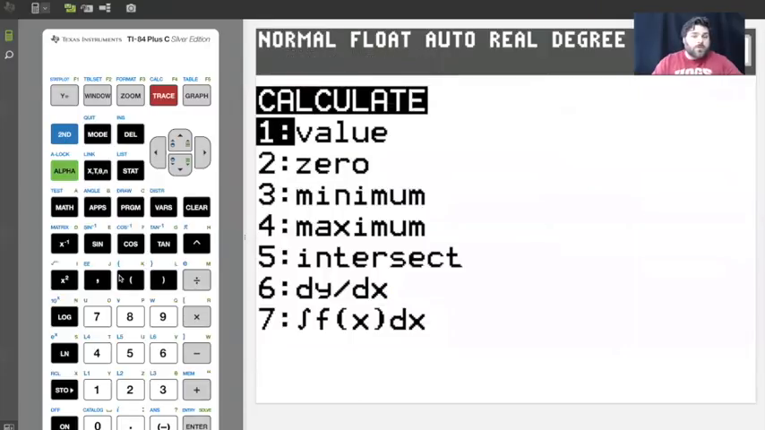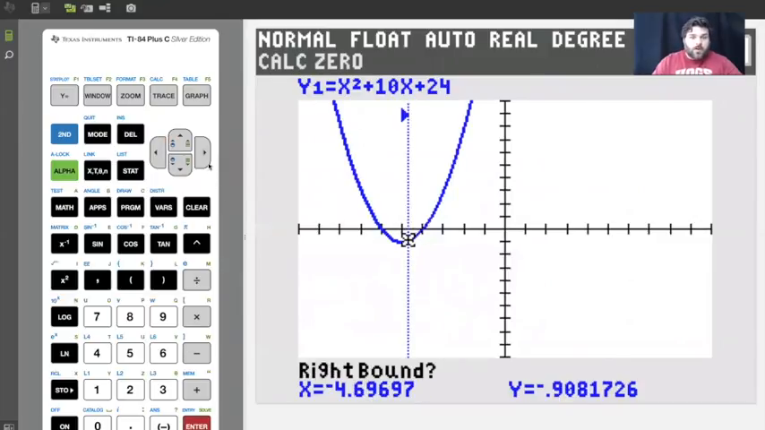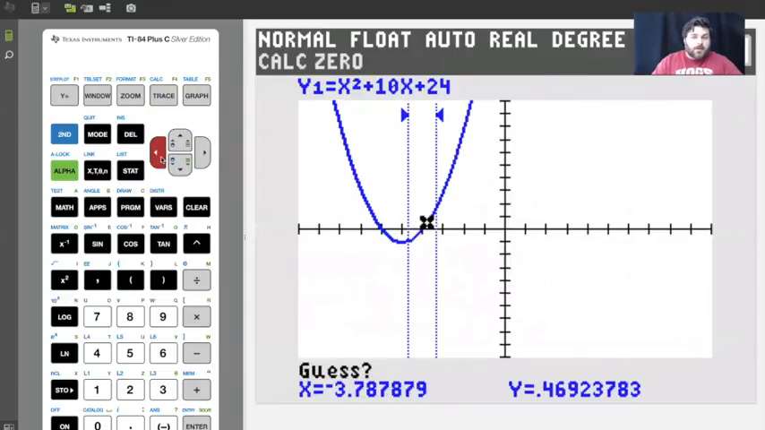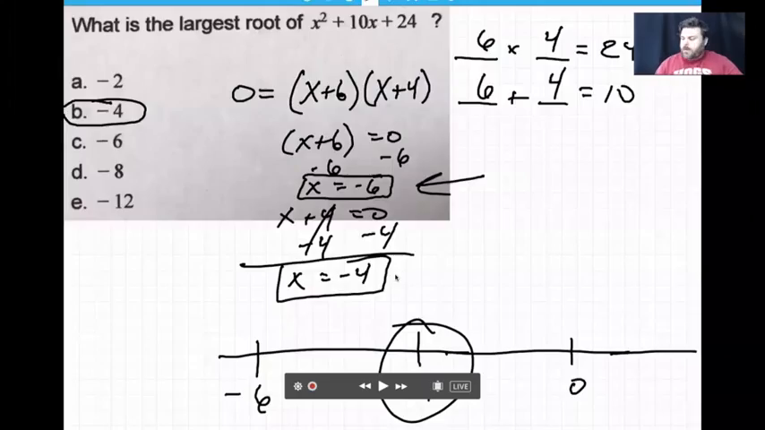You could also do the zeros by doing second calculate 0, left bound, right bound. So I'm going to figure out what this one is. Go to the left of my -4, hit enter. Go to the right, hit enter, and then get close and hit enter, and you'll find the 0 is -4. So lots of ways to do that one, okay?